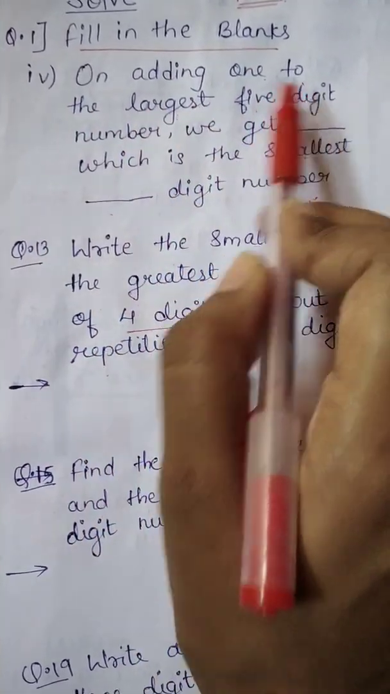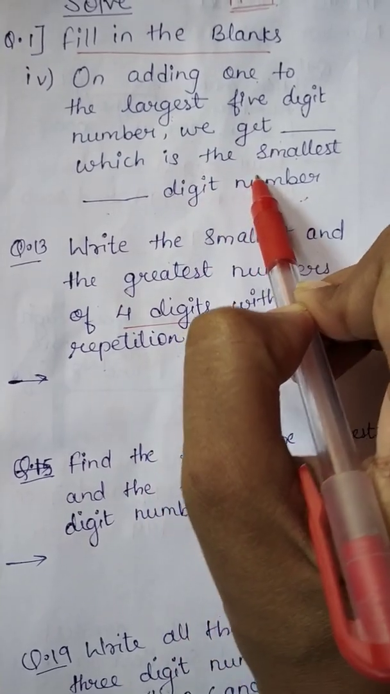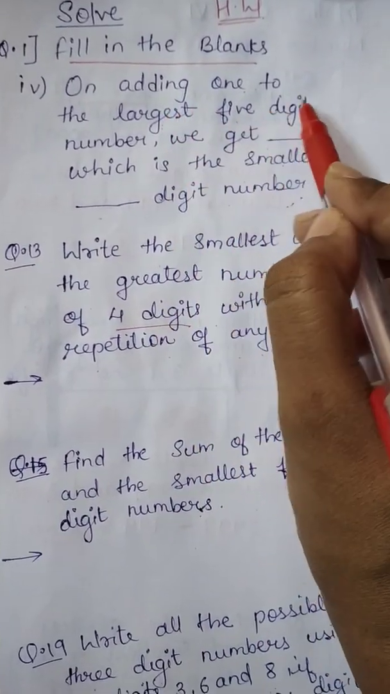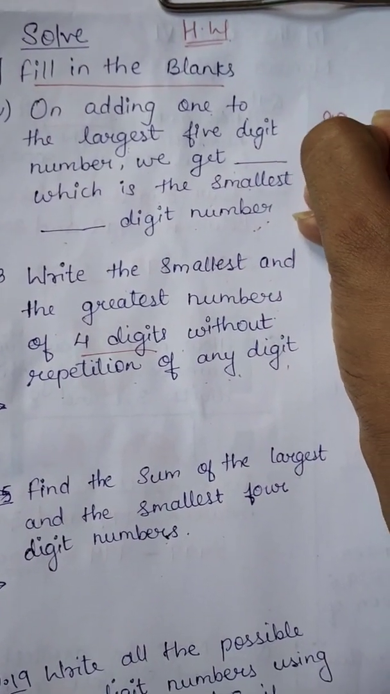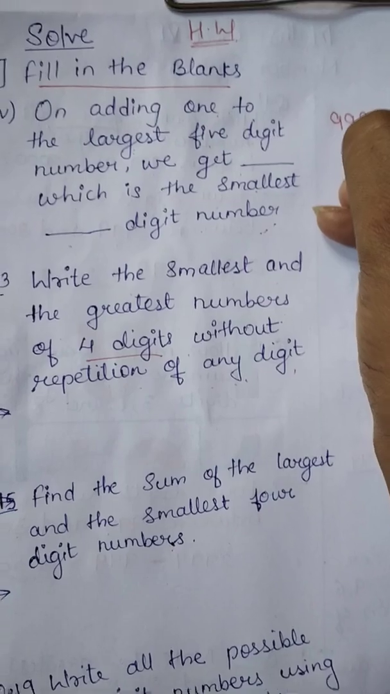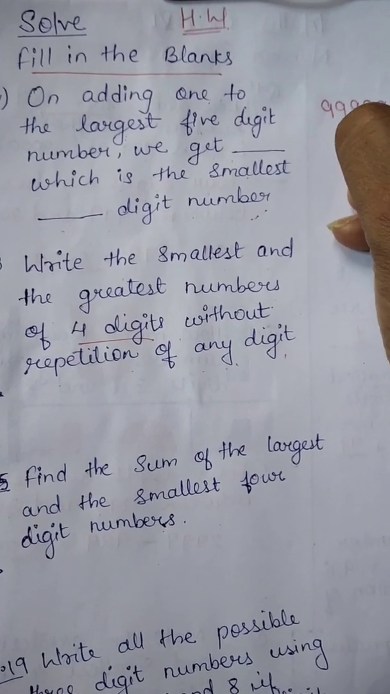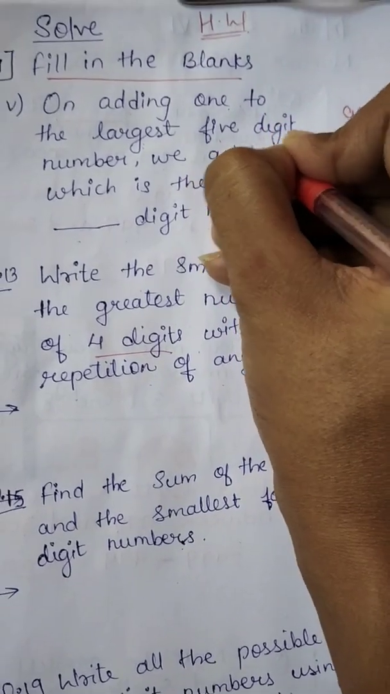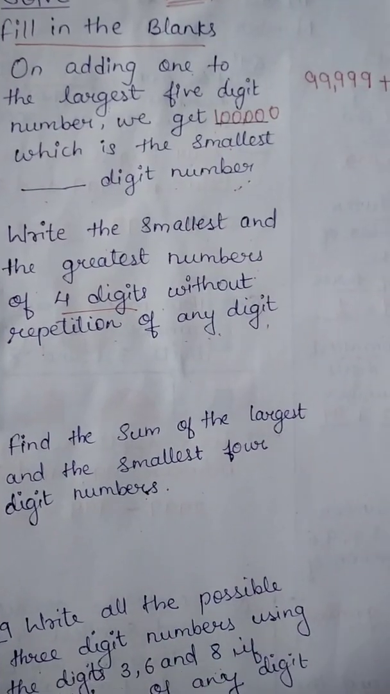On adding 1 to the largest 5-digit number we get which is the smallest dash digit number. So largest 5-digit number I'll be writing like 99999. If I'll add 1 to this, 99,999, if I'll add 1 I'll get 1 lakh. So this is the answer.